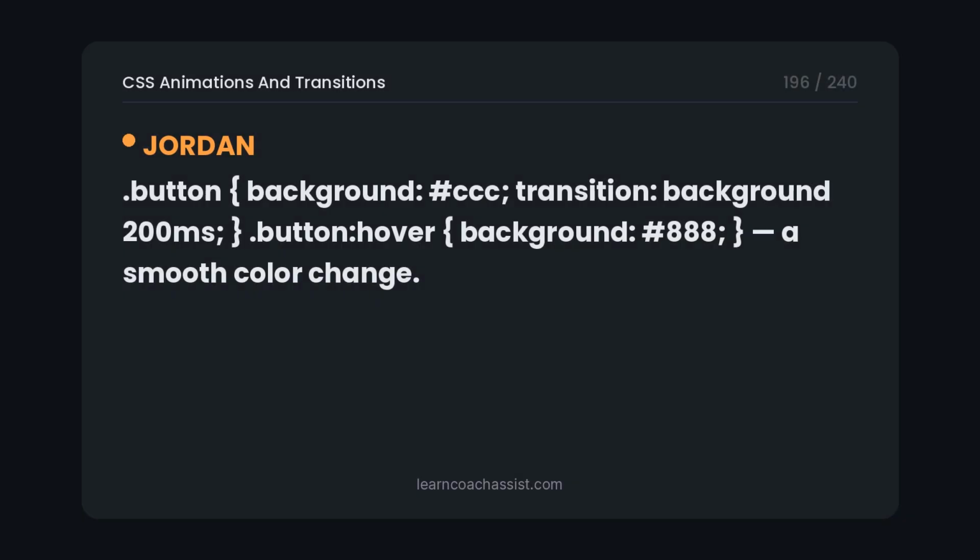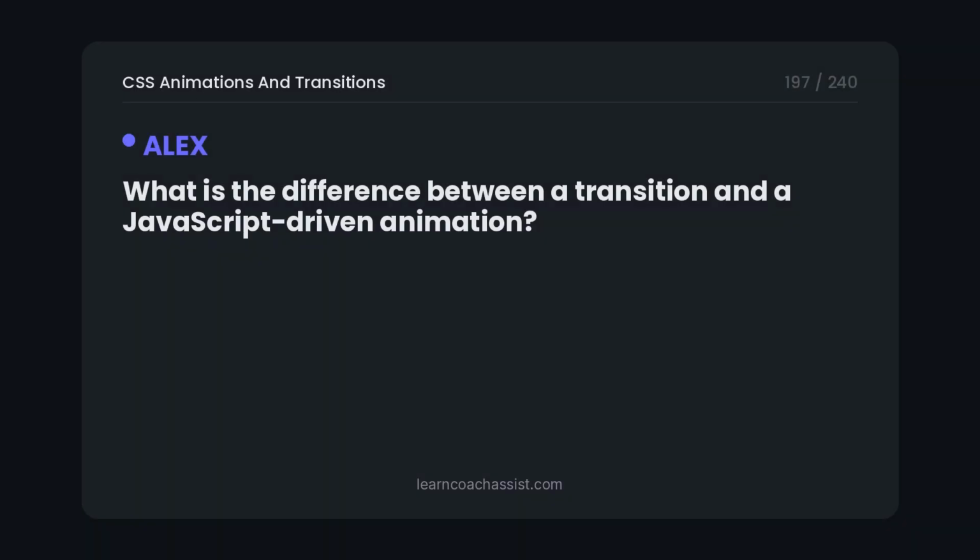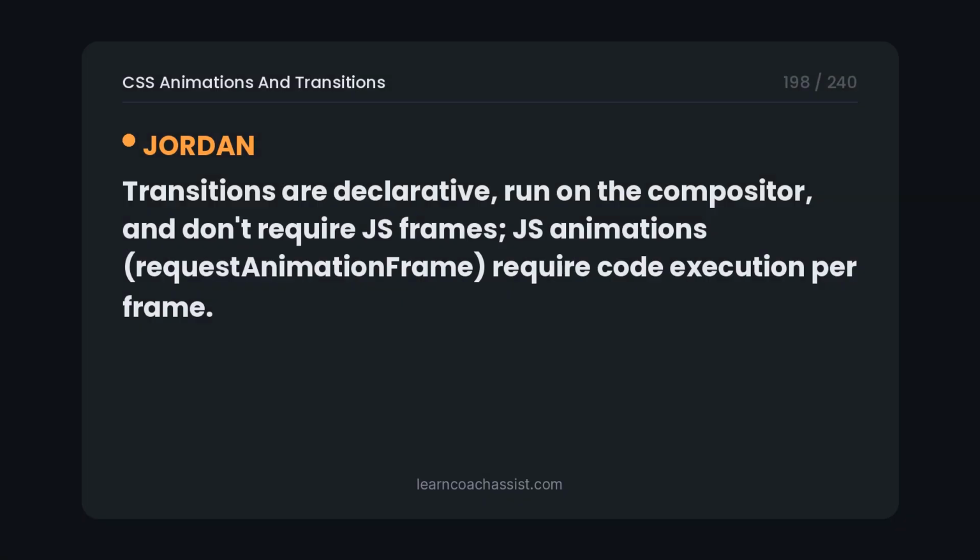What is the simplest hover effect with transition? .button { background: #ccc; transition: background 200ms; } .button:hover { background: #888; } A smooth color change. What is the difference between a transition and a JavaScript-driven animation? Transitions are declarative, run on the compositor, and don't require JS frames. JS animations, requestAnimationFrame, require code execution per frame.